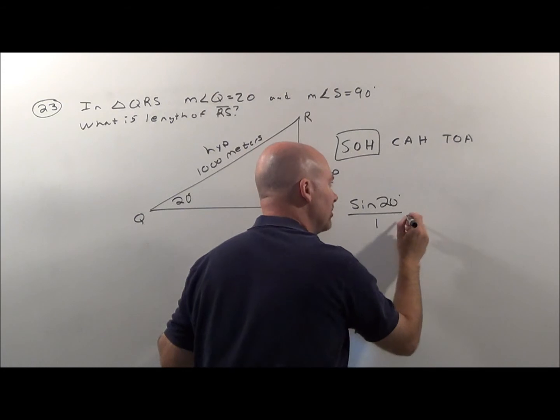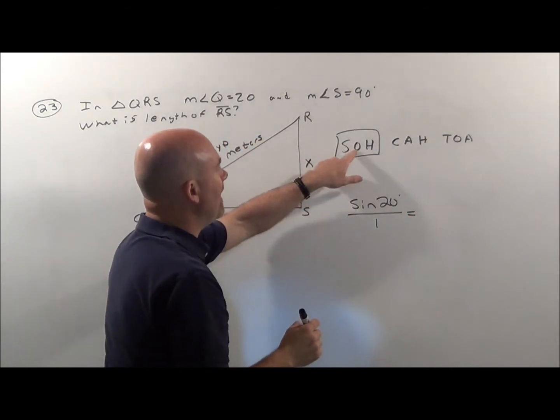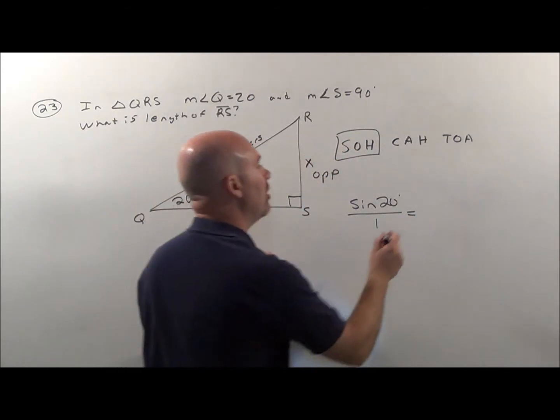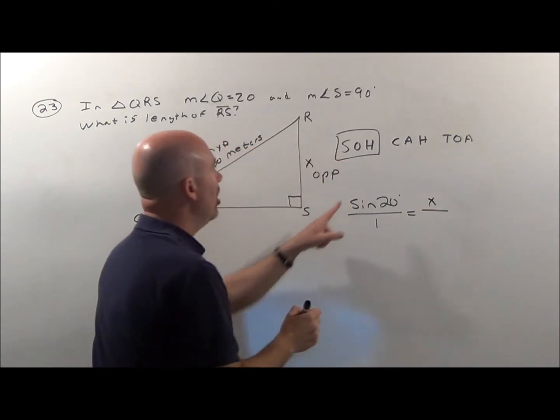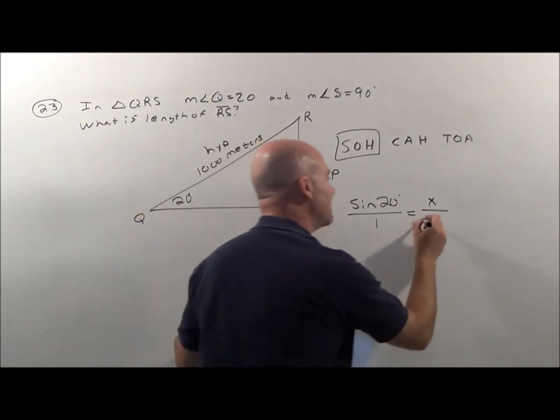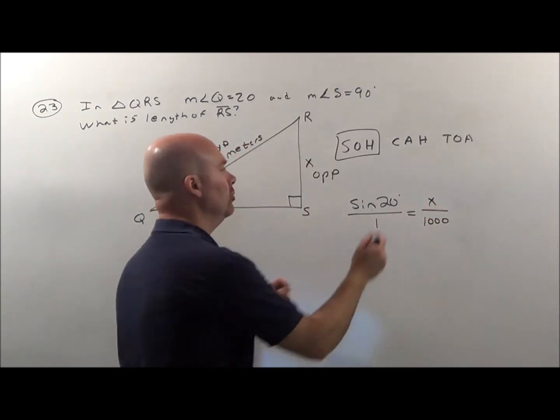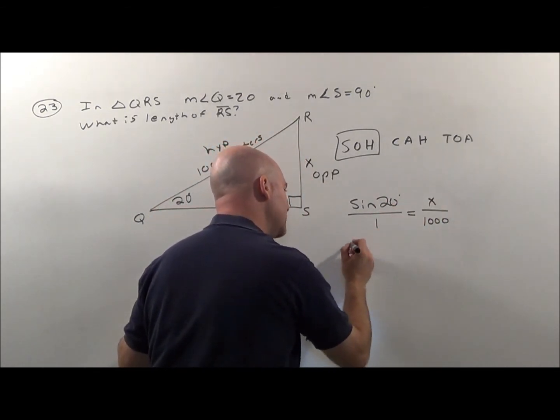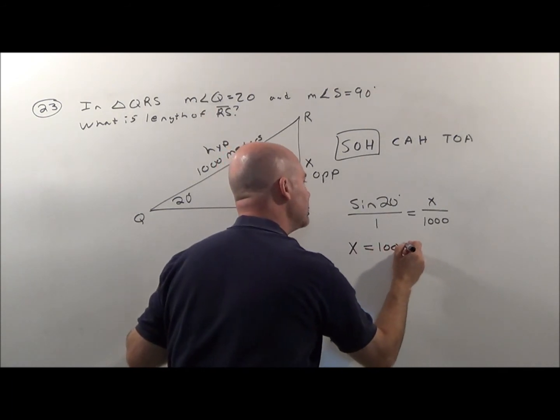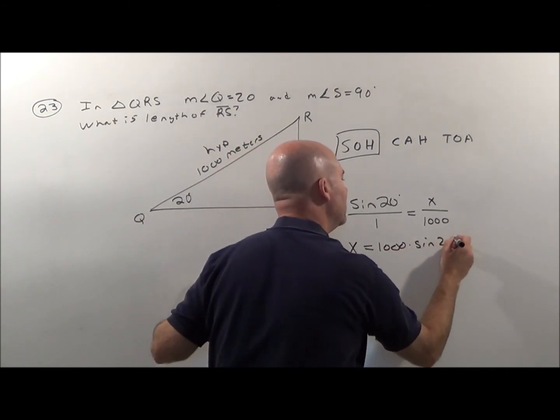So what we have is the sine of our angle, which is 20 degrees, and I always tell you just put it over 1, equals the opposite measurement. The opposite measurement's what we're trying to find, x, over the hypotenuse, which in this case is 1,000 meters. So now to find x's value, we cross multiply. X times 1 is x, equals 1,000 times the sine of 20 degrees.